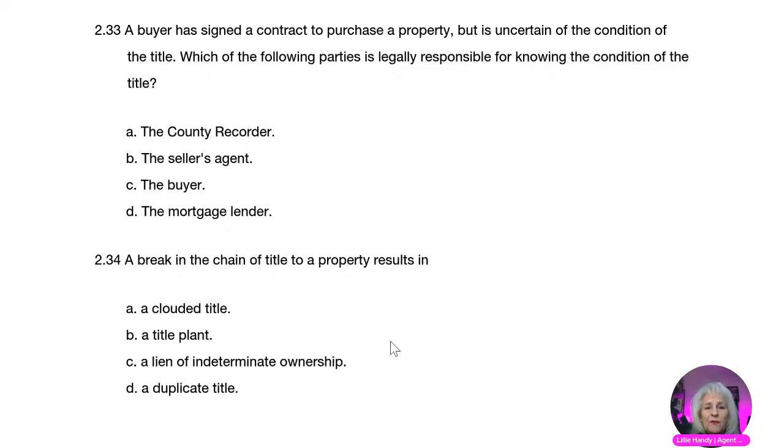All right, number 34. A break in the chain of title to a property results in what? A, a clouded title. B, a title plant. C, a lien of indeterminable ownership. Or D, a duplicate title. So a break in the chain of title to a property results in what?